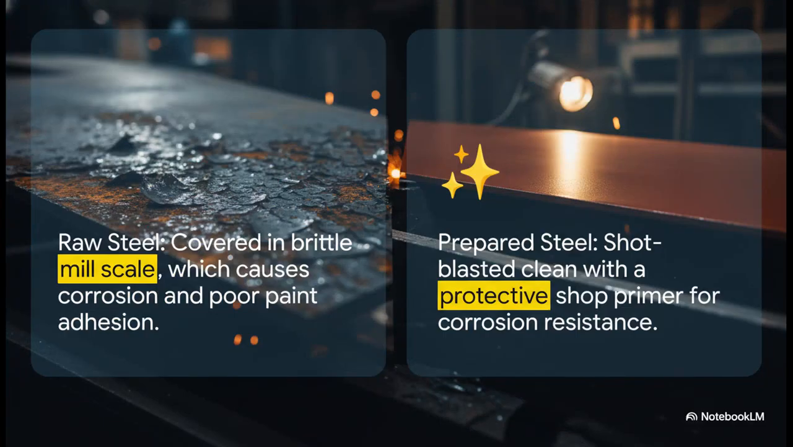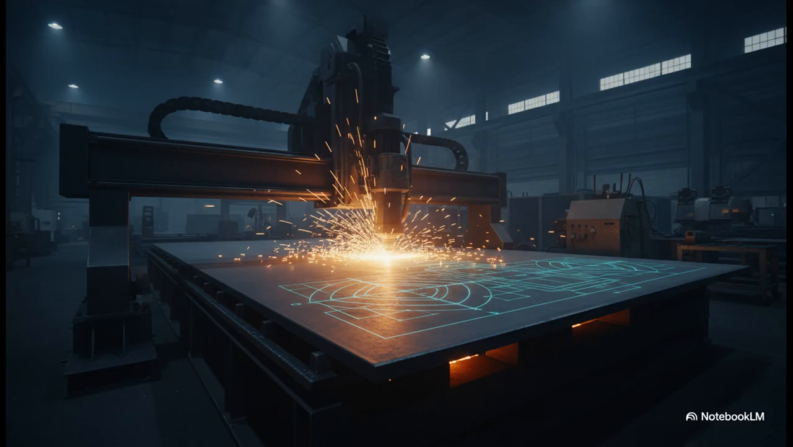Now, this first physical step is absolutely 100% critical. The raw steel that shows up at the shipyard is covered in this stuff called mill scale. It's this flaky, brittle layer, and it's terrible. It traps moisture, causes rust, and paint just will not stick to it. So what do they do? They blast it all off with tiny steel pellets. It's called shot blasting, until it's perfectly clean. And then, immediately, they slap on a special shop primer. This isn't just about making it look nice, it's literally preparing the steel's immune system to survive decades of abuse from salt water.